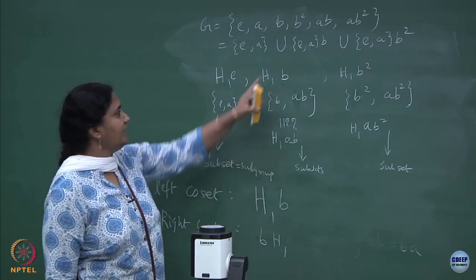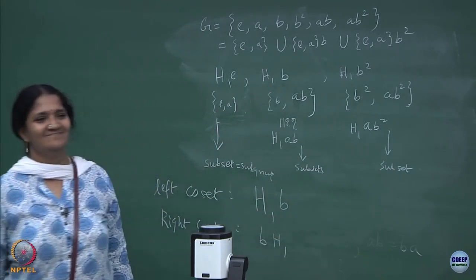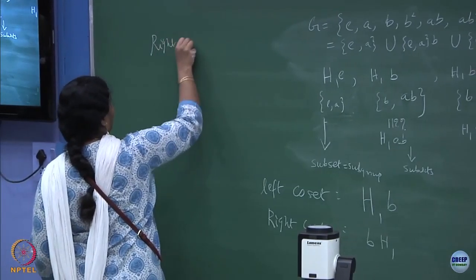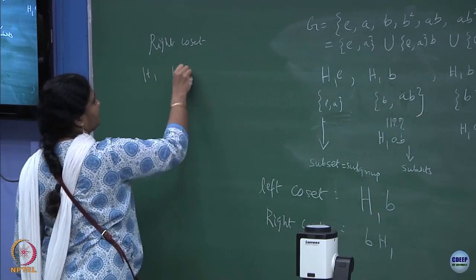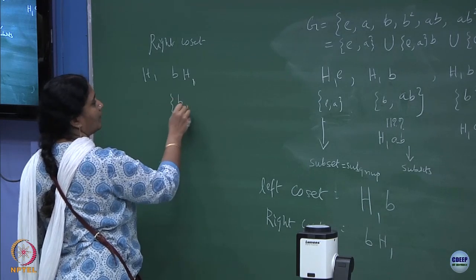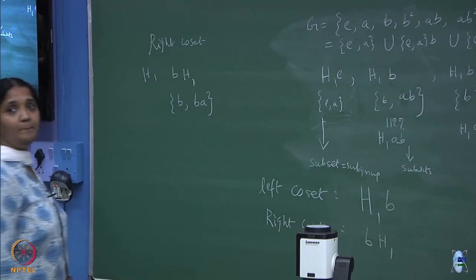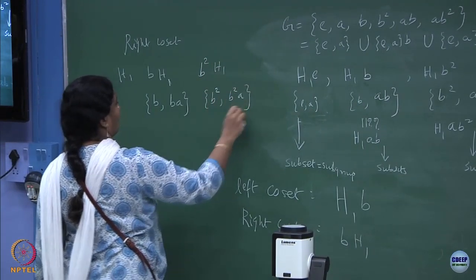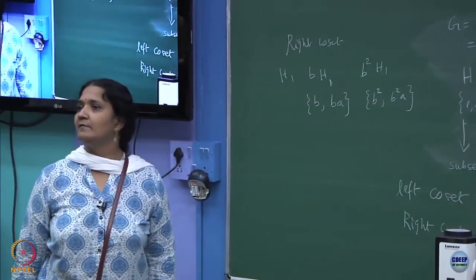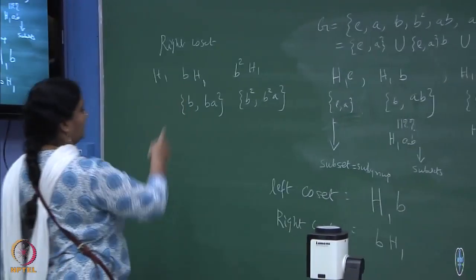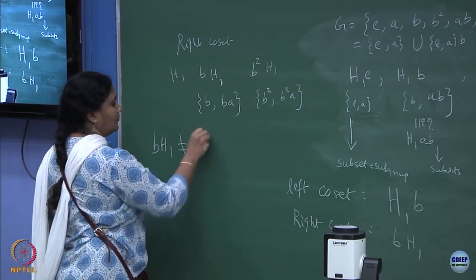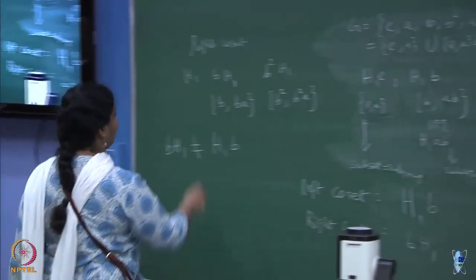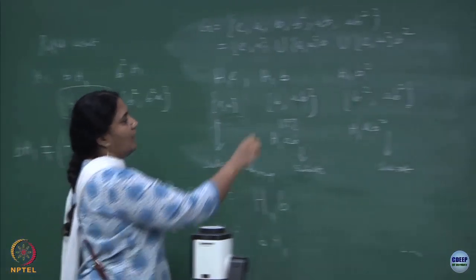So suppose I try to generate B times H1, will it be the same as H1 times B? Yes or no? Can we check? Let us do the right coset. B times H1, what will that be? Is it the same? What is BA? BA is AB squared, right? So what do we see? That B times H1 is not equal to H1 times B. The left coset is not, in general, the same as the right coset, is that right? This one and this one are not the same.